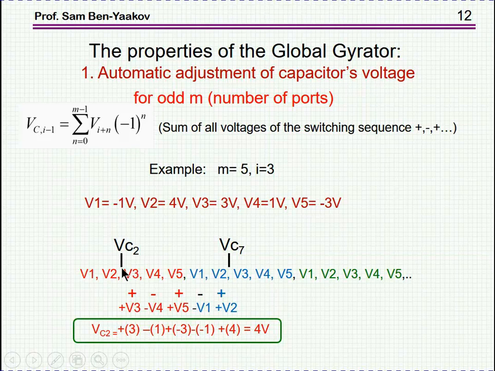So we have now to add V3. V3 is 3 volt, so I'm adding it. Minus V4. V4 is 1 volt, so it's minus 1 volt. And then plus V5, and V5 is minus 3, so it's plus minus 3, and then it goes on to V1 because it's sort of folding, and it's with a minus sign. V1 is minus 1, so it's minus minus 1. And then finally we have V2, which is the last term in this sequence. V2 is 4, so it's plus 4. As I add all these things up, it turns out that they are equal to 4 volts. So what I have found is that the voltage of the capacitor before I'm turning on port 3 is 4 volts. So let's check it out.